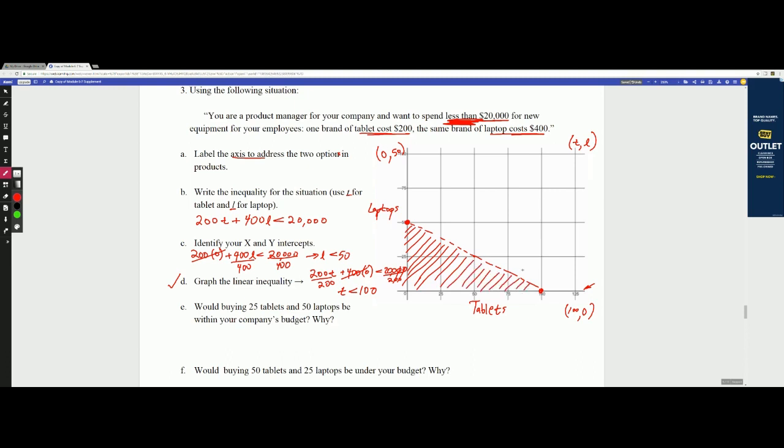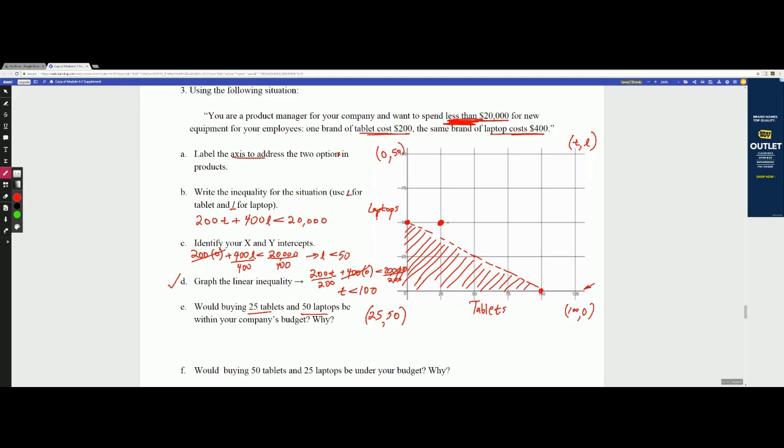It's within our budget. Now they're asking, would buying 25 tablets, okay, let's get a coordinate system here, 25 tablets and 50 laptops be within our company's budget? So let's look at our graph. And I've actually seen these for work. People do this for businesses. They literally go, hey, we can't afford this. This is outside our profit margin or within our budget. All right, so here we go. Governments do this too.